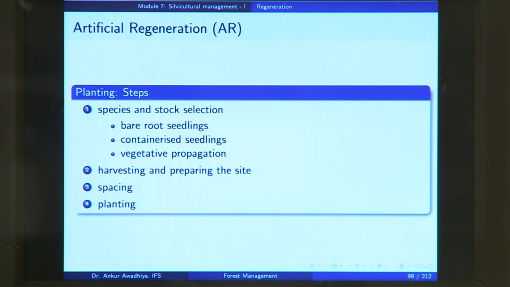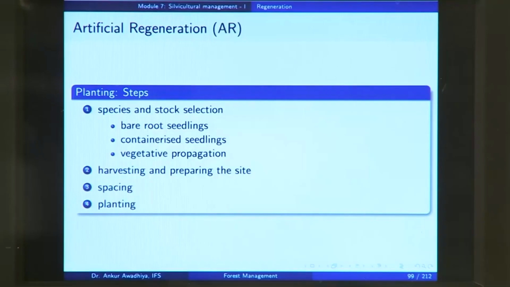One is the selection of the species and the stock. So, by species and stock selection, we mean that the species that you want to grow in your area should be such that it is able to tolerate the conditions in that area. So, for instance, you cannot use a species that grows in a very warm climate on an area that falls in a very cold region, or vice versa. You cannot use a species that is tolerant or that is adapted to drought conditions in a waterlogged area and vice versa. So, you have to go for a species selection.